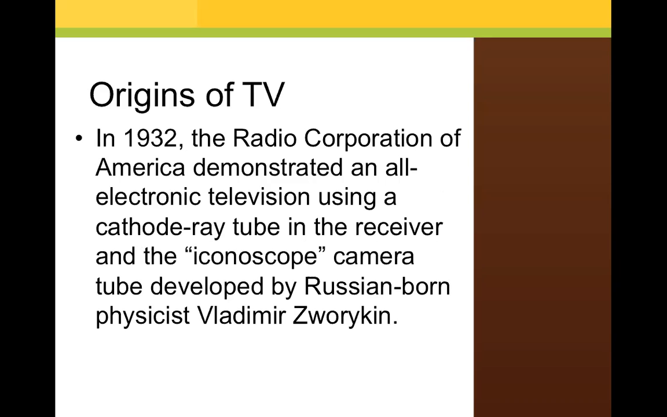In 1932, the Radio Corporation of America demonstrated an all-electronic television using a cathode ray tube in the receiver and the iconoscope camera tube that was developed by Russian-born physicist Vladimir Zworykin. So a cathode ray tube, a CRT, is what we had as our television device up until just recently. The big picture tube that televisions were before flat screens came along in the last decade, that's what they started with. The cathode ray tube was that picture tube.